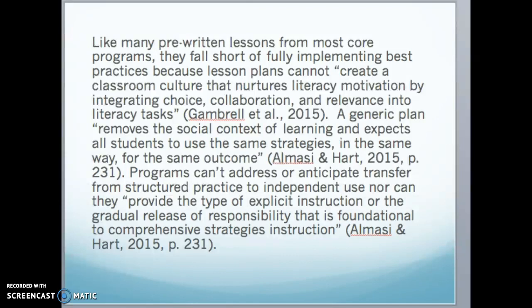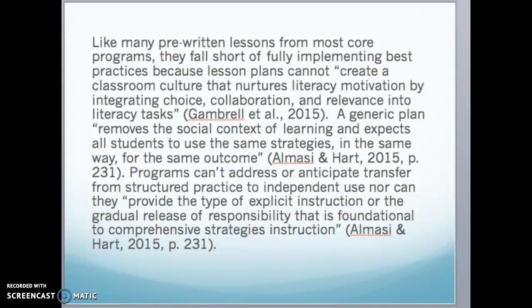Like many pre-written lessons from most core programs, they fall short of fully implementing best practices, because lesson plans cannot create a classroom culture that nurtures literacy motivation by integrating choice, collaboration, and relevance into literacy tasks. Gambrell et al., 2015. A generic plan removes the social context of learning and expects all students to use the same strategies in the same way for the same outcome. Almasi and Hart, page 231.